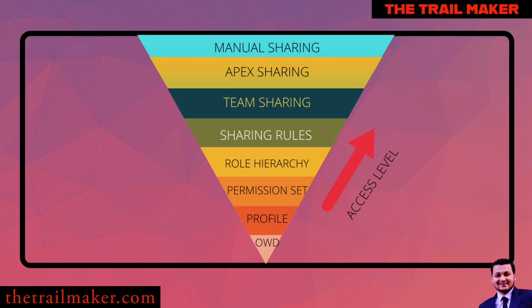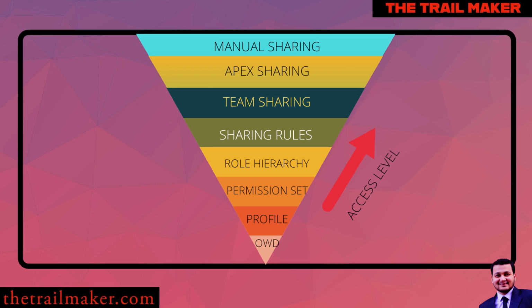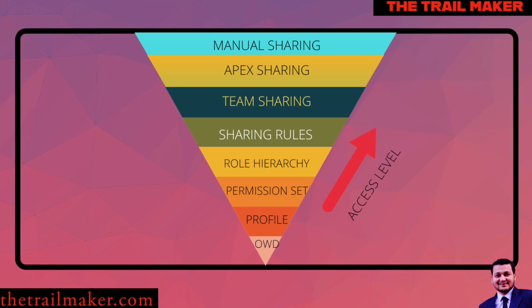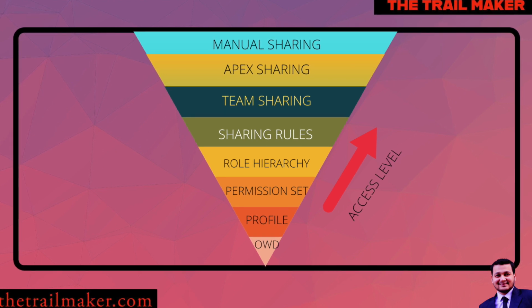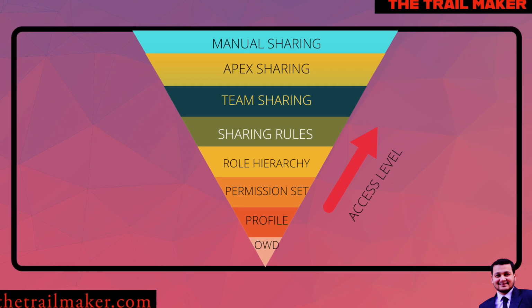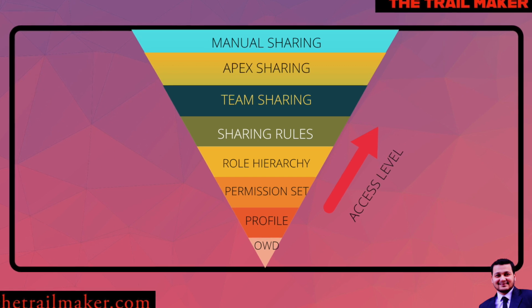Coming to the last bit of the sharing settings is manual sharing. All of these sharing options we have studied so far, which are OWD, profiles, permission sets, role hierarchy, sharing rules, team sharing, and Apex sharing, are all automated. Whenever a record is created, the system will evaluate all of these and will set the record sharing accordingly. But manual sharing, as the name suggests, is a way of sharing the record manually.